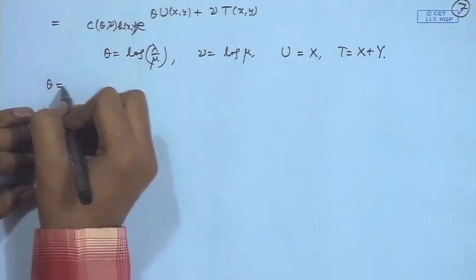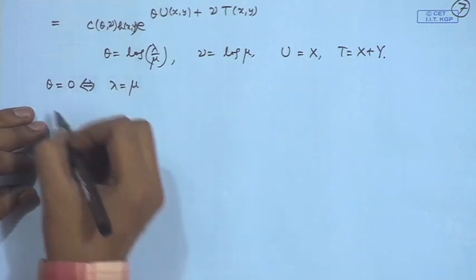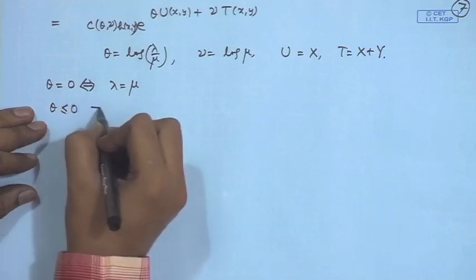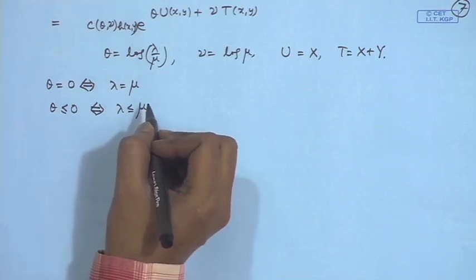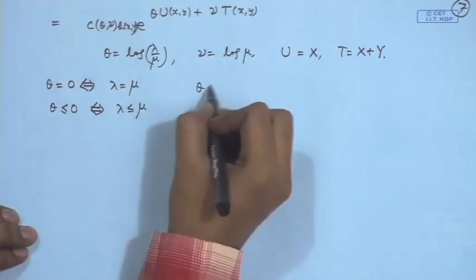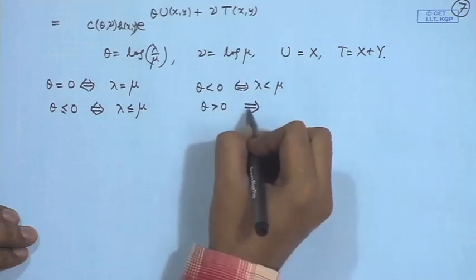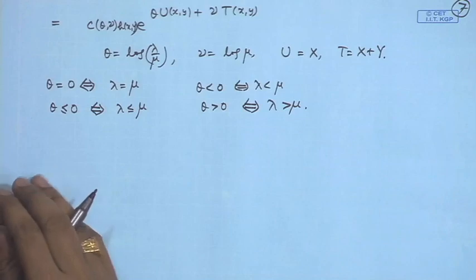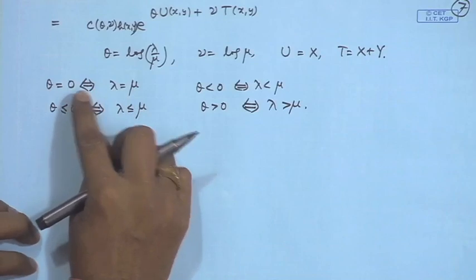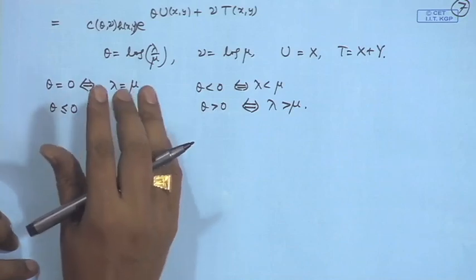So, if I say theta is equal to 0, this is equivalent to saying lambda is equal to mu. Similarly, if I say theta is less than or equal to 0, this is equivalent to hypothesis lambda is less than or equal to mu. If I say theta less than 0, that is equivalent to saying lambda is less than mu. If I say theta greater than 0, this is equivalent to saying lambda is greater than mu. Therefore, we have equivalent of H1, H2, H3, H4 in terms of theta equal to 0, theta less than or equal to something, theta greater than or equal to something, etc.